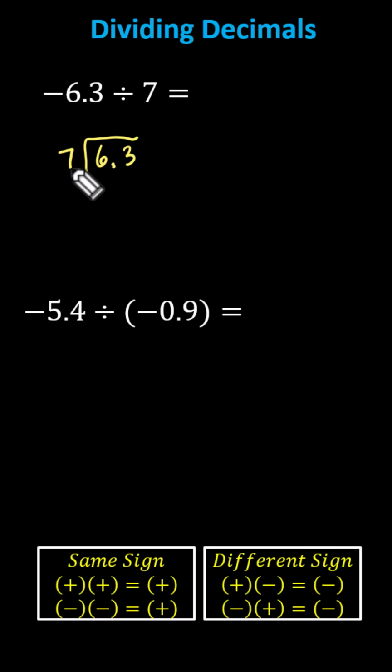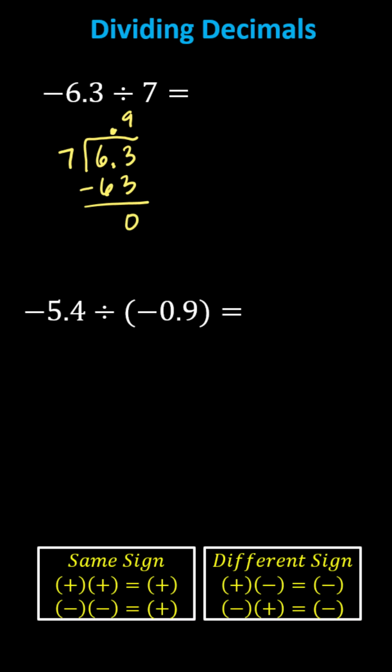Because the divisor is already a whole number, the first step is to move the decimal point of the dividend up into the quotient. And now we divide like we normally would. We want to determine how many 7s are in 63, which is exactly 9. 9 times 7 is 63. We subtract, and the difference is 0. This quotient is equal to positive 0.9, or positive 9/10.